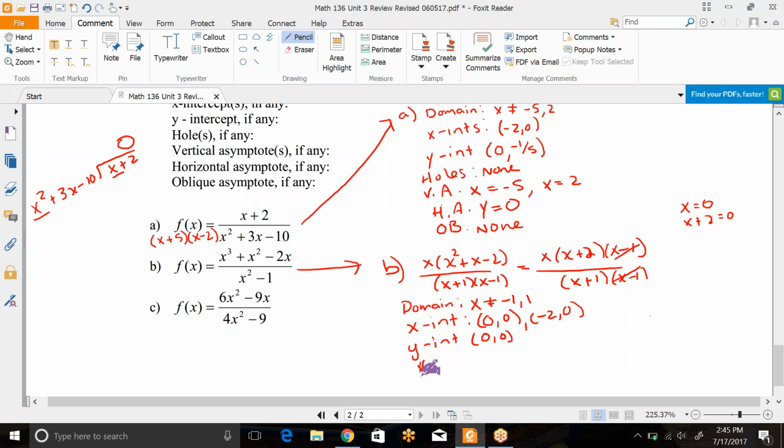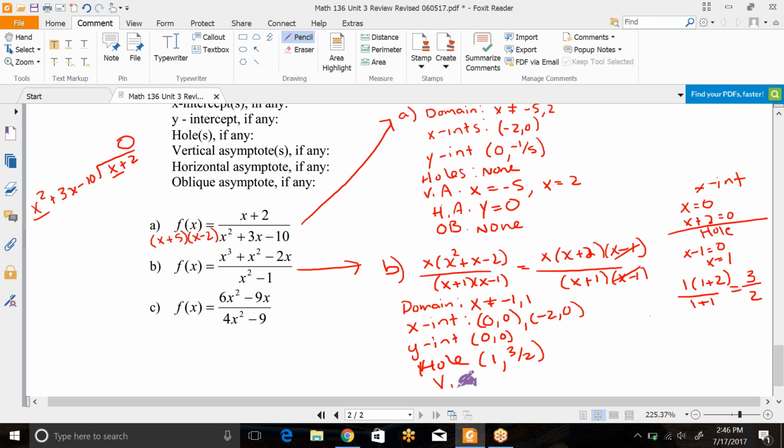Vertical asymptote, oh sorry, holes, skipped one. The hole is found where this cancels, so x minus 1 equals 0, so it happens at positive 1, and then we have to figure out what that value is going to be. So these were x-intercepts. This is the hole. So we plug 1 into what's left. So 1 times 1 plus 2 over 1 plus 1. That's 3 times 1, which would just be 3 over 2. So this is 3/2.